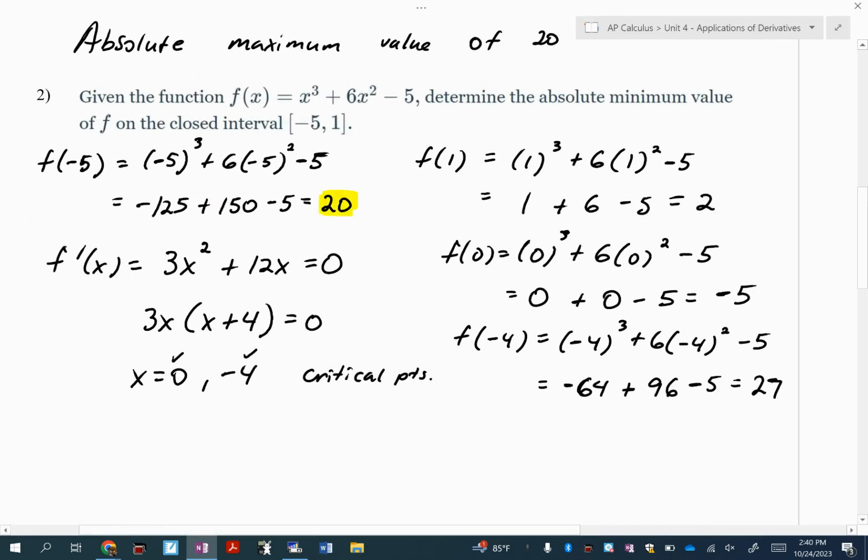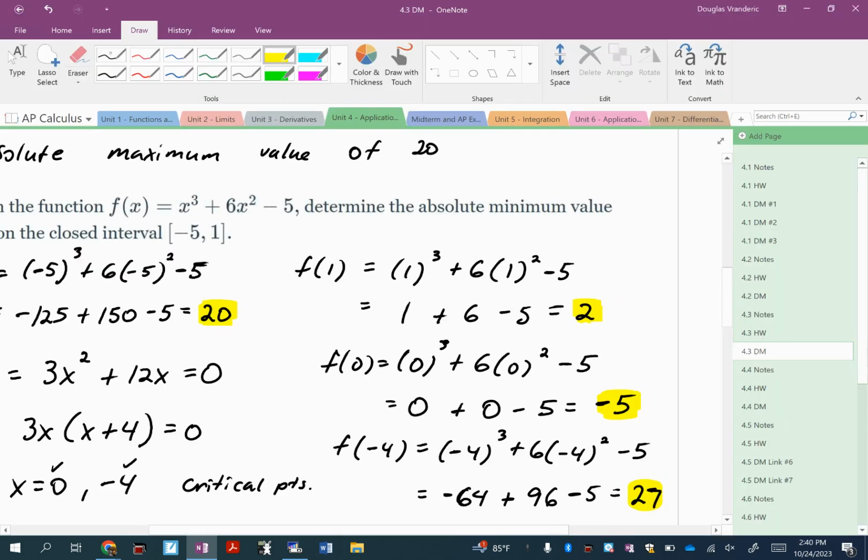I'm going to highlight all of them. Here are the first 2 I found. Here's the next 2 I found. And again, take a moment before you write the answer. We're trying to find the absolute minimum. So find the lowest or smallest one up here. Which one is going to be the lowest one? 2, -5, or 27? This one should be pretty obvious. There's only one negative. So it's going to be -5.